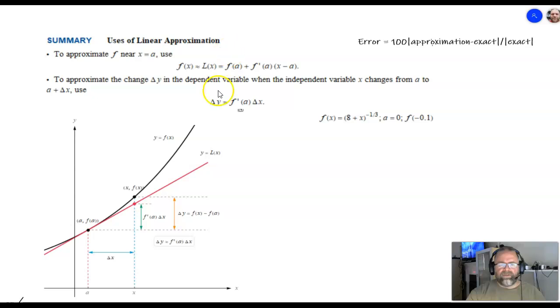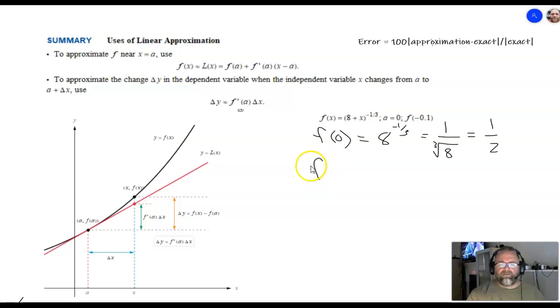All right, so in order for this, we need f of a, which is f of 0. So that's going to be 8 plus 0 to the negative 1/3. So that's going to be 8 raised to the negative 1/3, because it's just 8 plus 0. And this is equal to 1 over 8 to the positive 1/3, which is the cube root of 8. And the cube root of 8 is 2. Why? Because 2 times 2 times 2 is equal to 8. So this is just equal to 1/2.